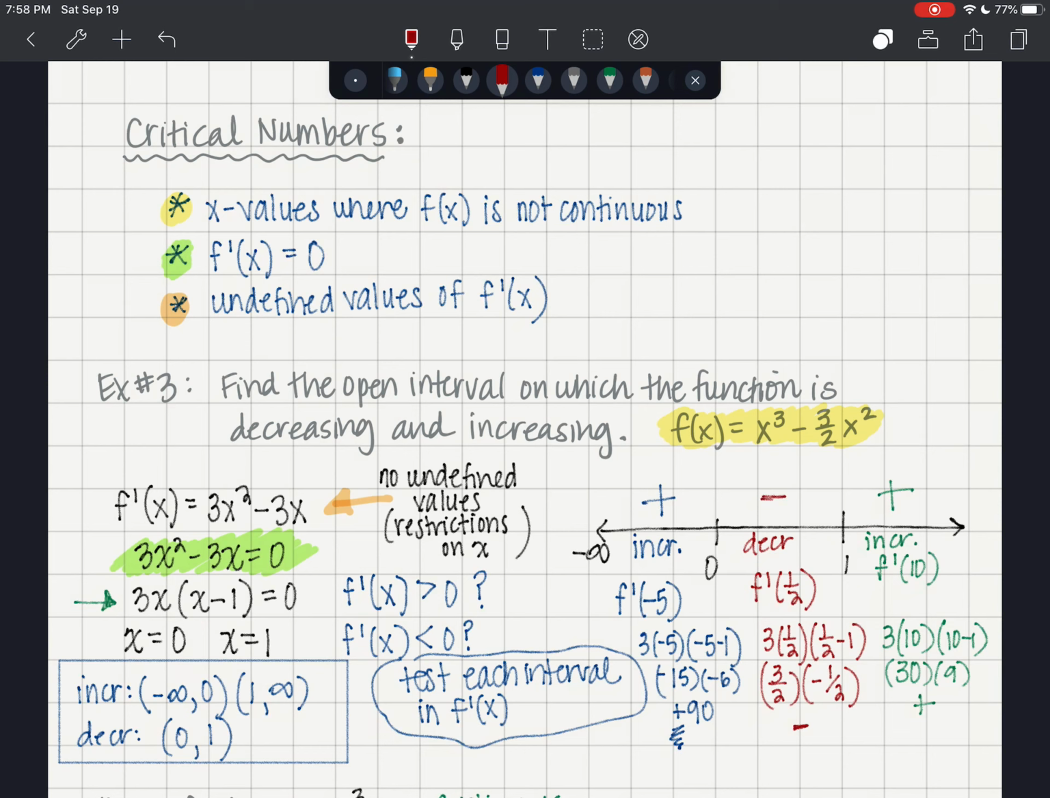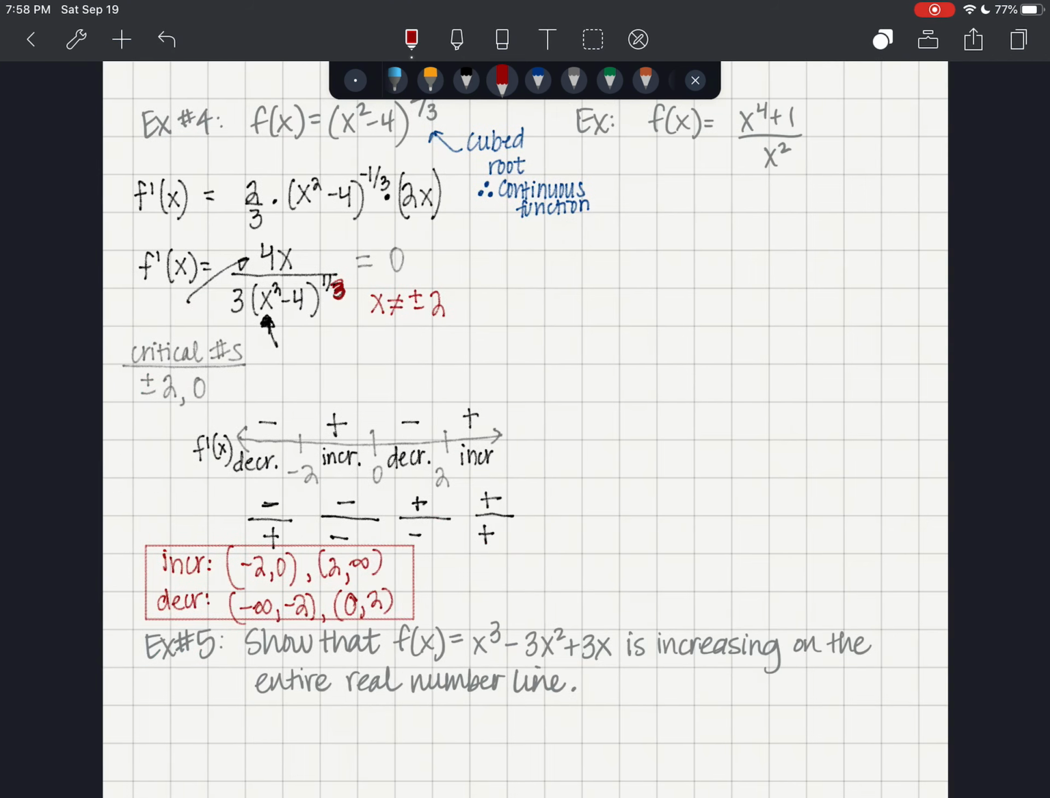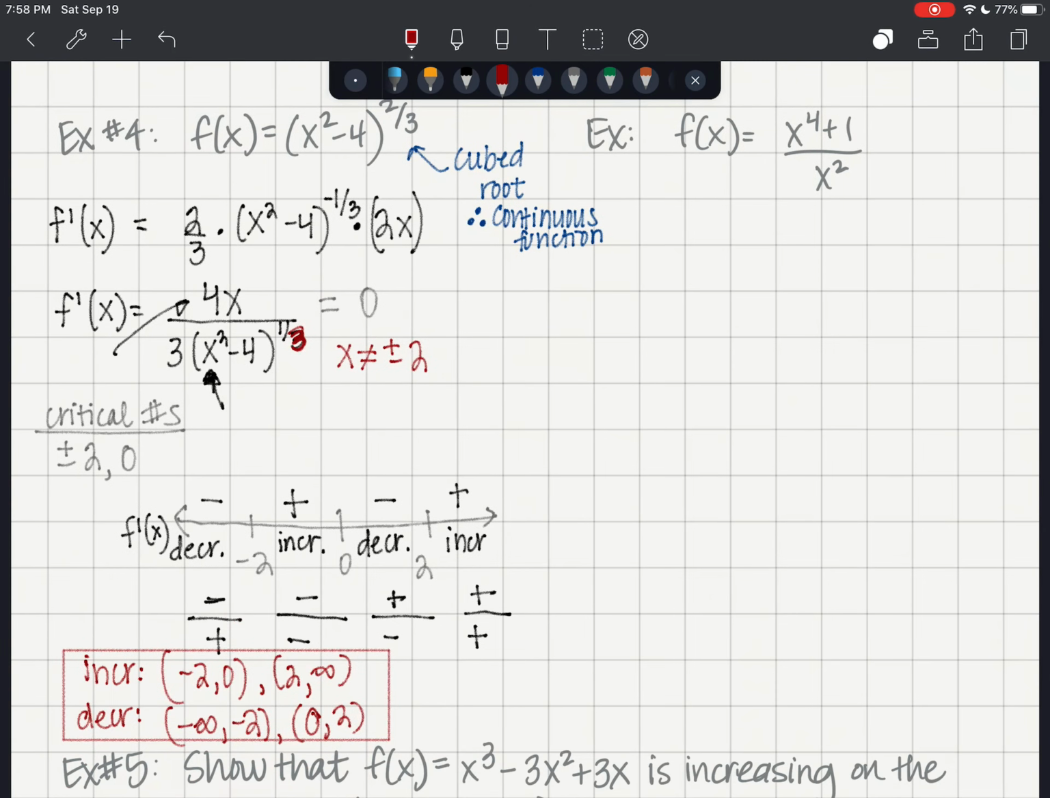The values of x where the first derivative is equal to 0. And the values of x that make the first derivative undefined. Okay, so restricted values from the original function, restricted values from the derivative, and those values that make the first derivative equal to 0. Well, we know right away that x cannot equal 0. That is a critical number. That is absolutely a critical number.